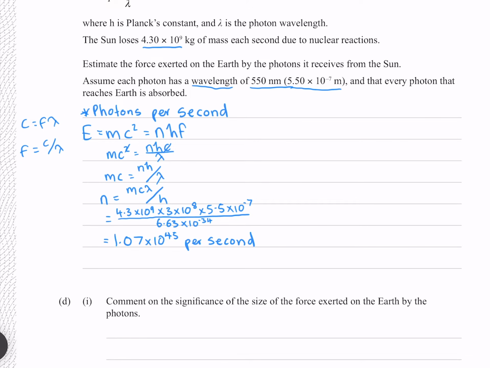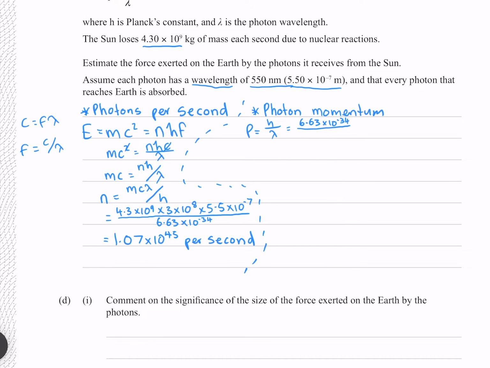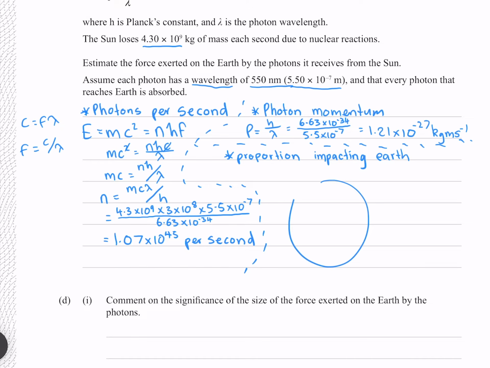What we now need is the momentum of each photon. We know that the momentum is h over lambda, and we know both, which gives me 1.21 times 10 to the minus 27 kg meter per second. We now need to find the proportion of these photons impacting the Earth. If we imagine a sphere around the Sun with the radius of Earth's orbit, where the proportion of the photons hitting the Earth is going to be the cross-sectional area of the Earth divided by the area of the sphere with a radius of the Earth-Sun orbit.